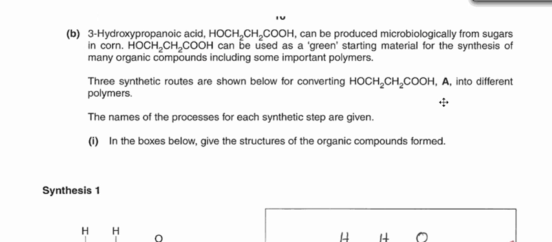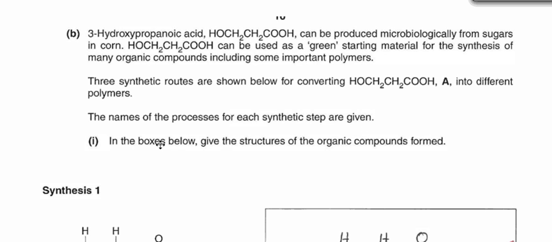Here at the start of part B, they tell you that you're going to use 3-hydroxypropanoic acid, and they tell you quite an interesting little starter about where it's produced from sugars in corn and how it's a green starting material for synthesis. However, that is not really important for your question. The question's giving you 3 synthetic routes for converting your 3-hydroxypropanoic acid into different polymers. And essentially, they're giving you the flow scheme and you've got boxes to fill in.